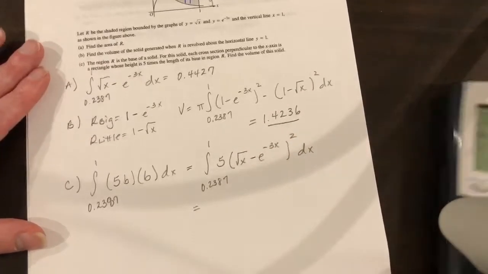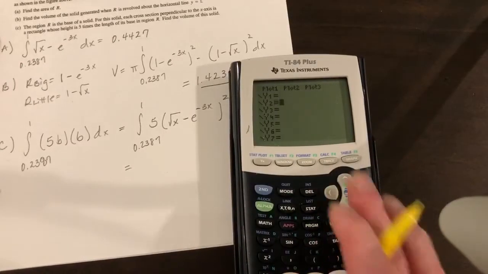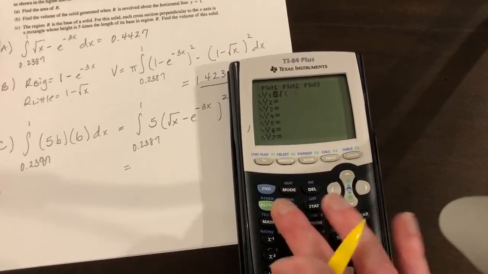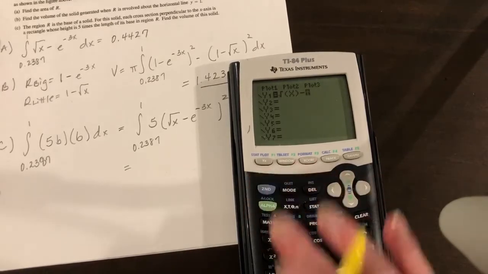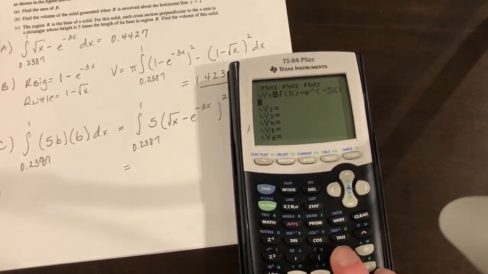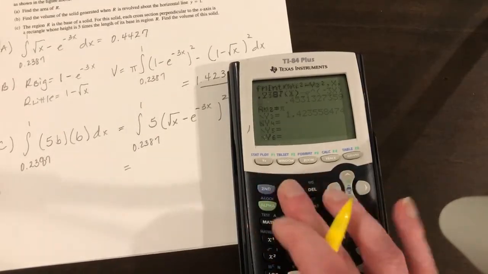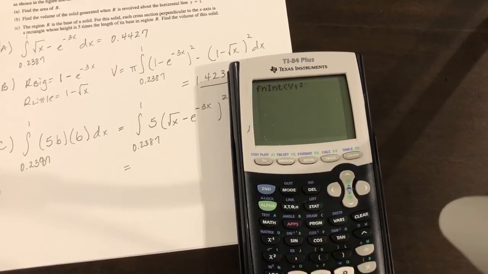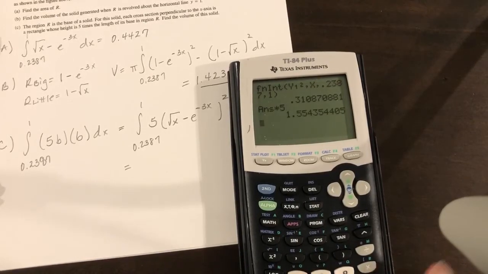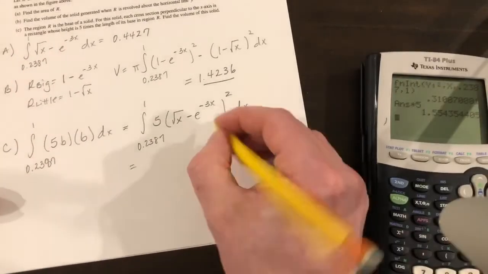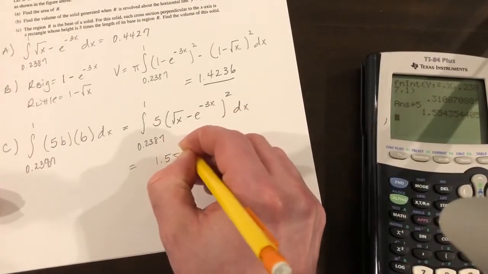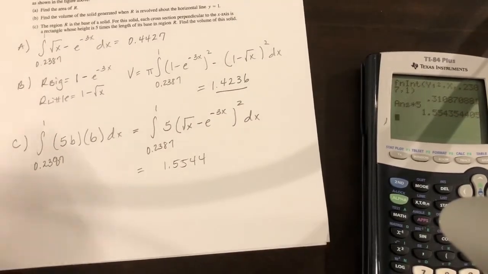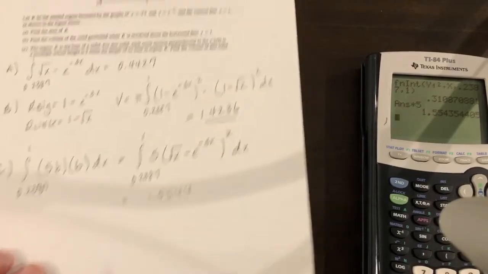Like that. And we're going to put that into y1, square root of x minus e to the negative 3x. Okay, we're going to quit and we're going to do math 9, and we're going to do y1 squared, comma x, comma 0.2387, comma 1. And then we're going to multiply it by 5. Okay, so you should get 1.5544. Okay, so hopefully we're pretty good at these. We spent a lot of time on free response with this.